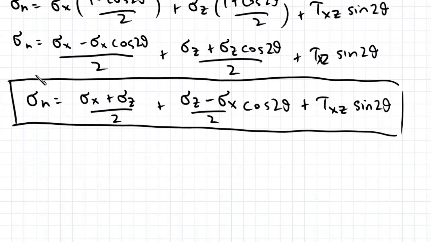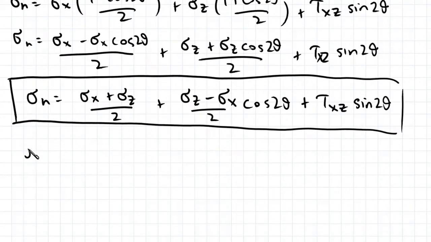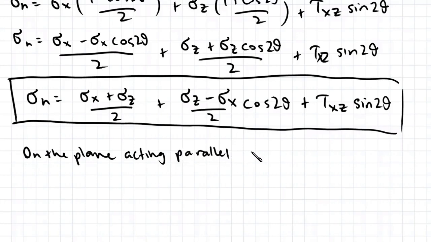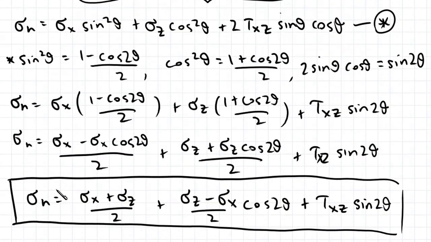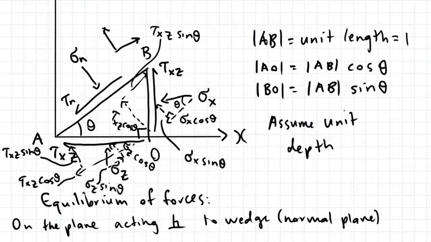Now if we were to perform a similar analysis on the plane acting parallel to the wedge, so just to go back to our diagram, so we're now interested in this direction, so we would be adding up this force, this force, this force, this force, this force, as well as that force. Okay.